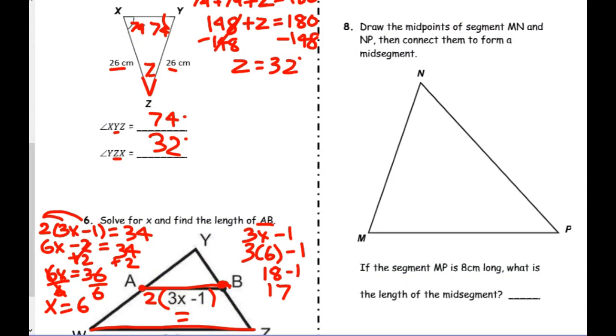Draw the midpoints of segment MN and NP, and then connect them to form a midsegment. MN, NP, connect them, midsegment. If the segment MP is 8 centimeters, what is the length of the midsegment? Well, remember, the midsegment is half of the parallel side, so this has to be 4. No big deal, right?